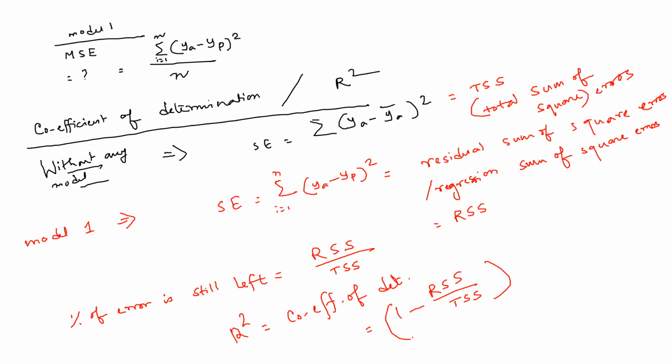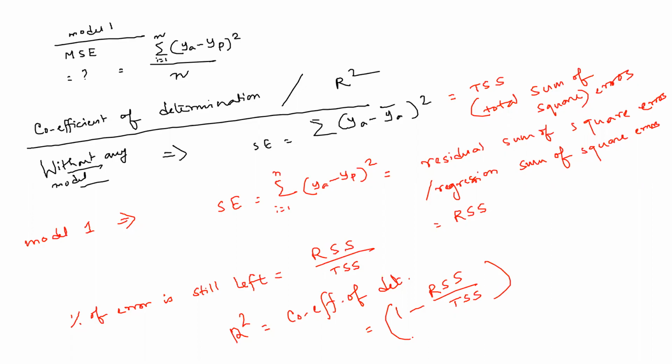Now, can you tell me the lowest possible value of this R square? 0. It is 0 when TSS and RSS are the same, which means I have no model. Whatever I am predicting is as bad as being blind. Then my R square will be 0.